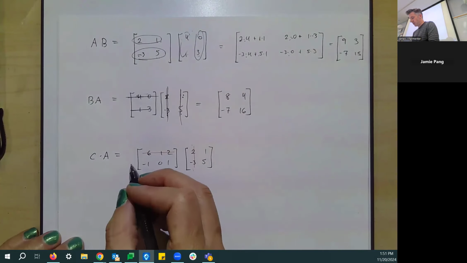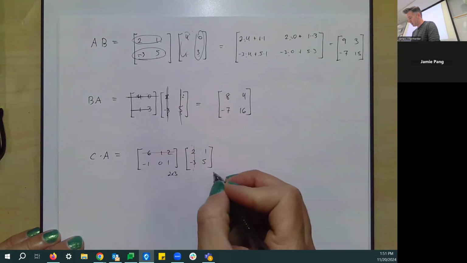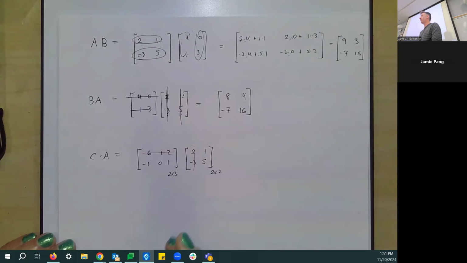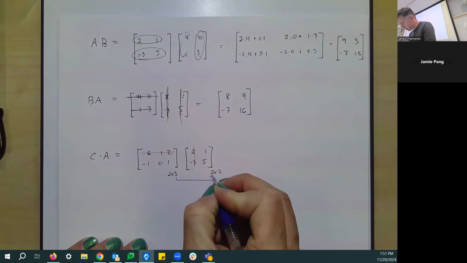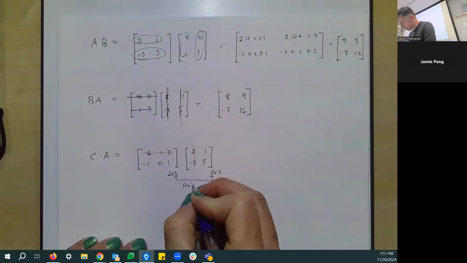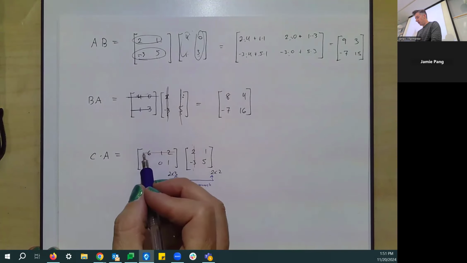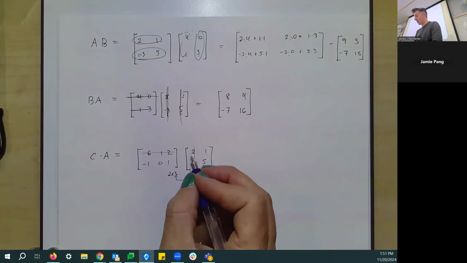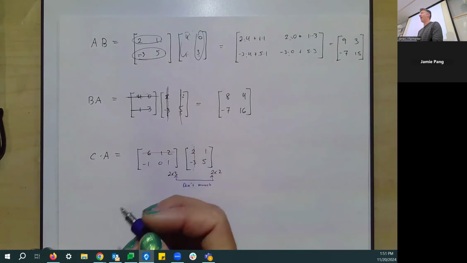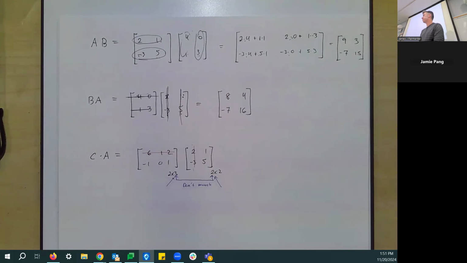So I'll point out that this matrix here was a 2x3 matrix. This matrix here was a 2x2 matrix. And the way you can tell that the matrix multiplication isn't going to work is if the inner dimensions don't match. Because for this multiplication to work out, the length of this row, meaning the number of columns, and the length of this column, meaning the number of rows, have to match up. So the columns here don't match the rows here.